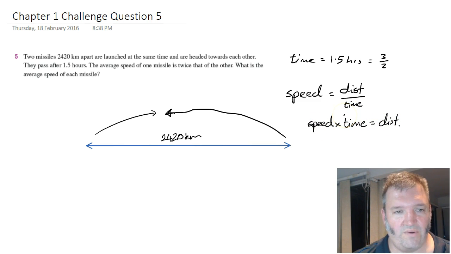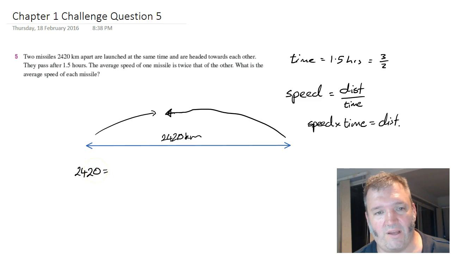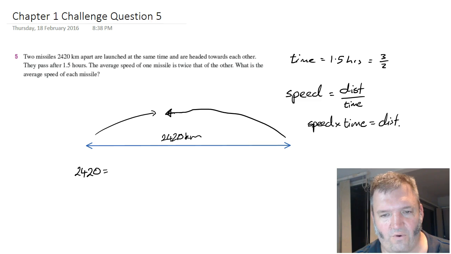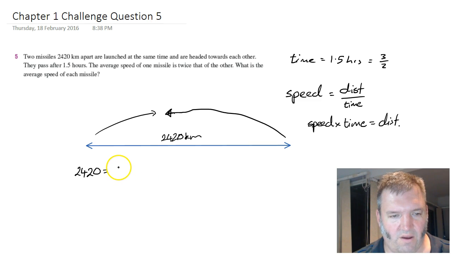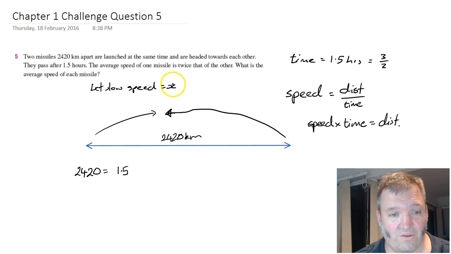Now, the total distance that these missiles travel is 2,420 kilometres, so I can write an equation that's equal to 2,420. But what am I going to use for the speed? I know that the time is 1.5 hours. The question just says the speed of one missile is twice that of the other. Well, let's let the slow speed equal X. You could choose S or whatever you like, but I'm going to choose X.